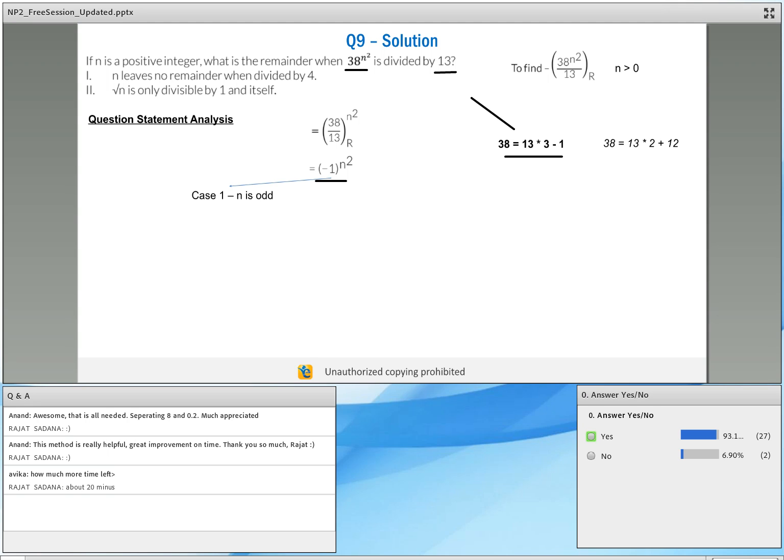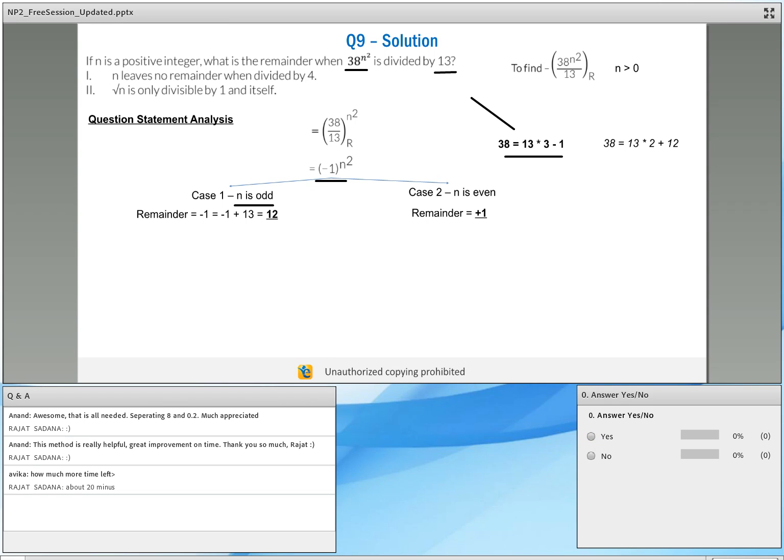So if n is odd, which is case 1, this number is going to be negative, which means that we have to add 13 to it. If n is even, this number is going to be positive. So if n is odd, the remainder is 12. If n is even, the remainder is plus 1. That's what we need to figure out: is n odd or is n even?